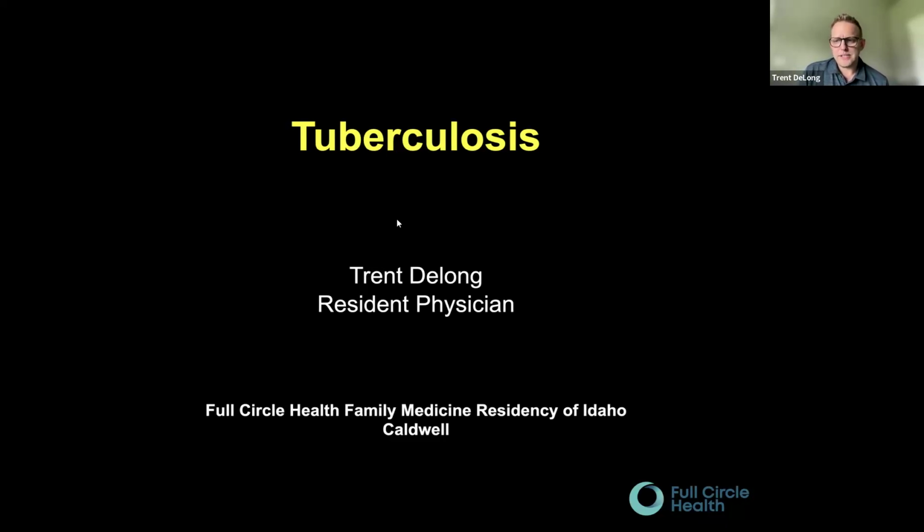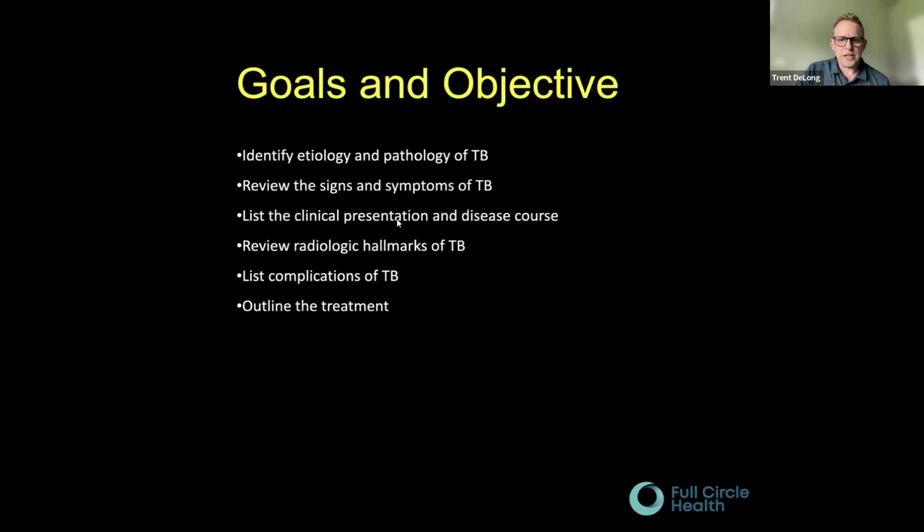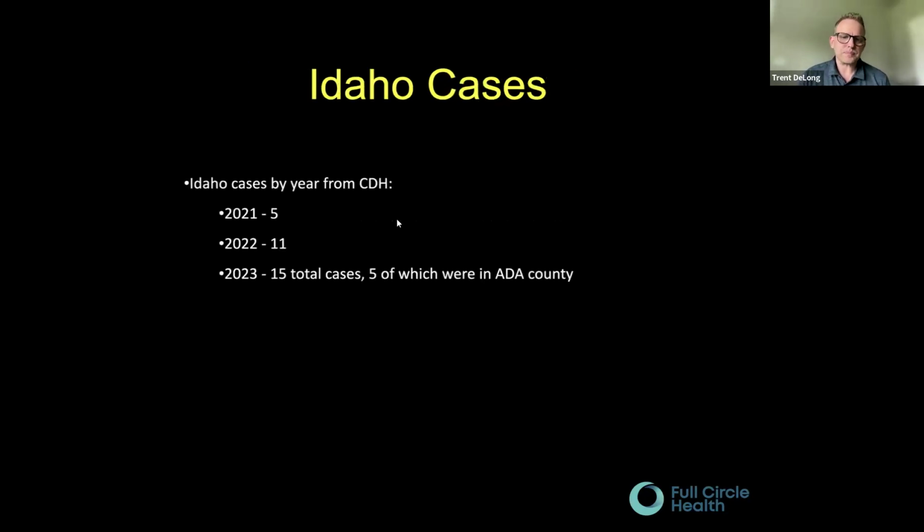I will preface this by saying I'm going to cover both the active TB and latent TB, but it should be duly noted that the majority of what you'll see in outpatient primary care is latent TB. And we'll discuss that a little bit as we go further on. Some objectives here for you: etiology and pathology of active TB, signs and symptoms, the disease presentation and the course, radiological hallmarks of TB, complications, and then we'll discuss treatment regimens as well.